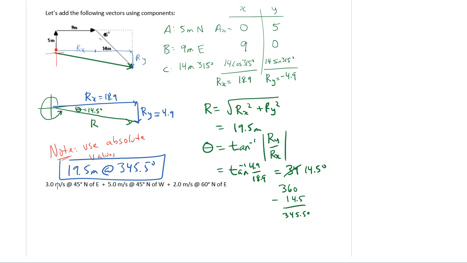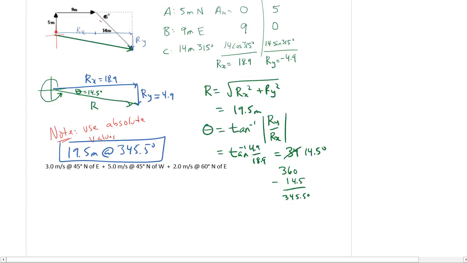My important steps are, for each of the vectors I'm adding together, calculate the x and the y component. Add up all the x's, that's Rx. Add up all the y components, that's Ry. The resultant will be, using Pythagoras, the square root of Rx squared plus Ry squared.